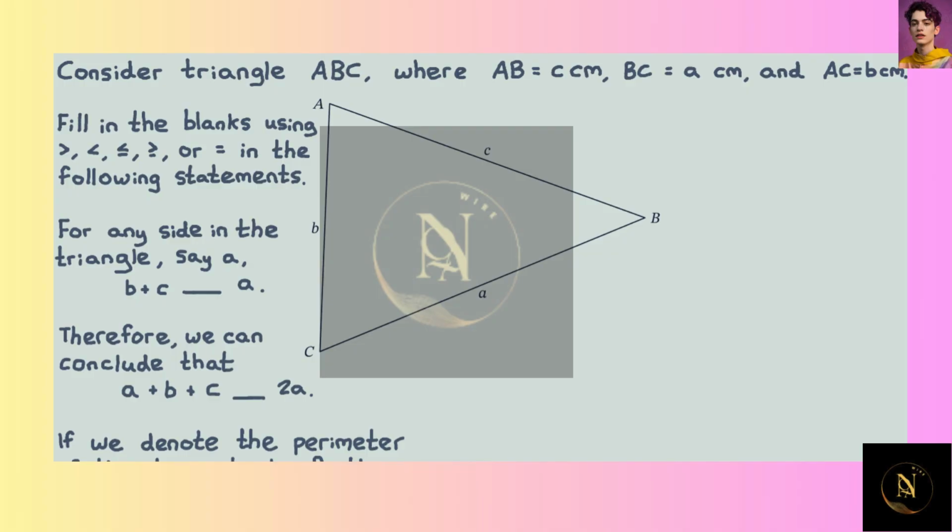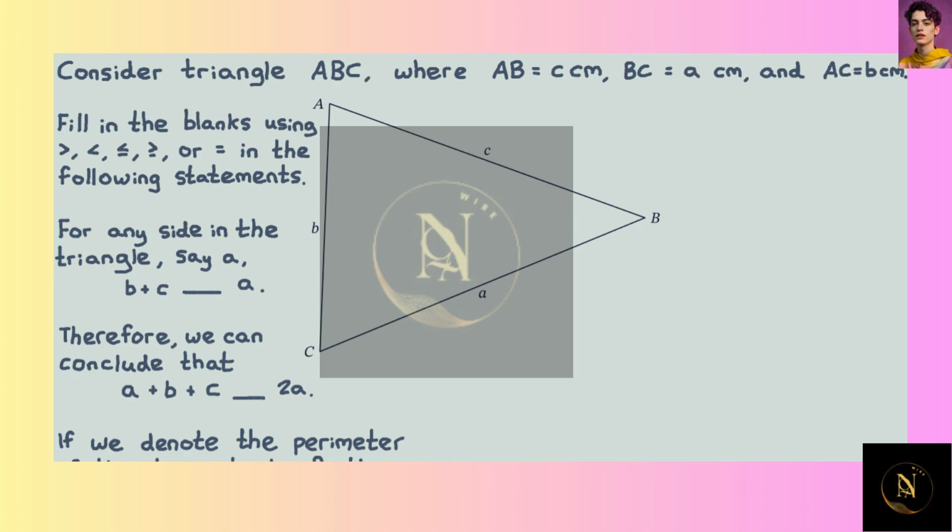Consider triangle ABC, where AB is equal to C centimetres, BC is equal to A centimetres, and AC is equal to B centimetres. Fill in the blanks with is greater than, is less than or equal to, is greater than or equal to, or is equal to in the following statements.